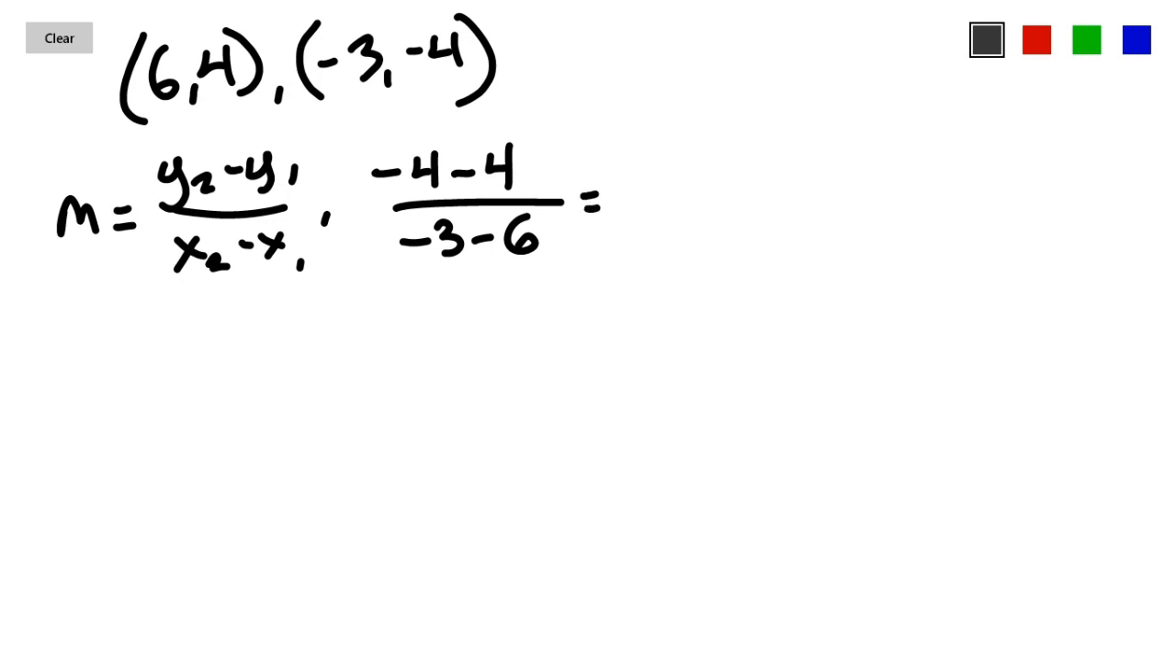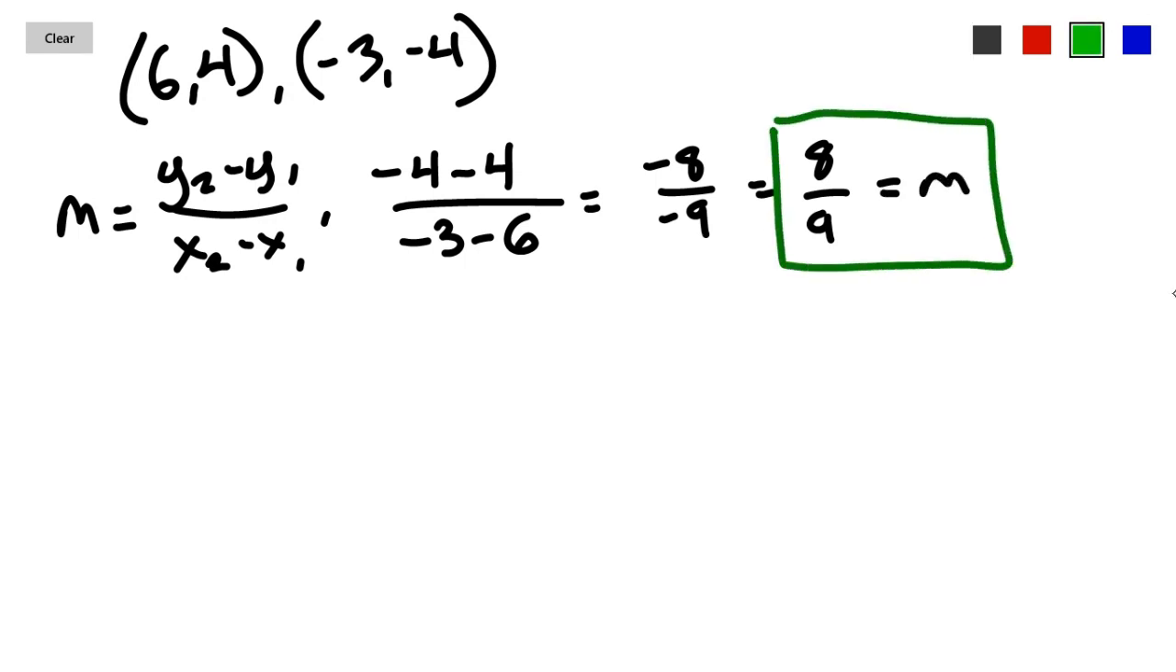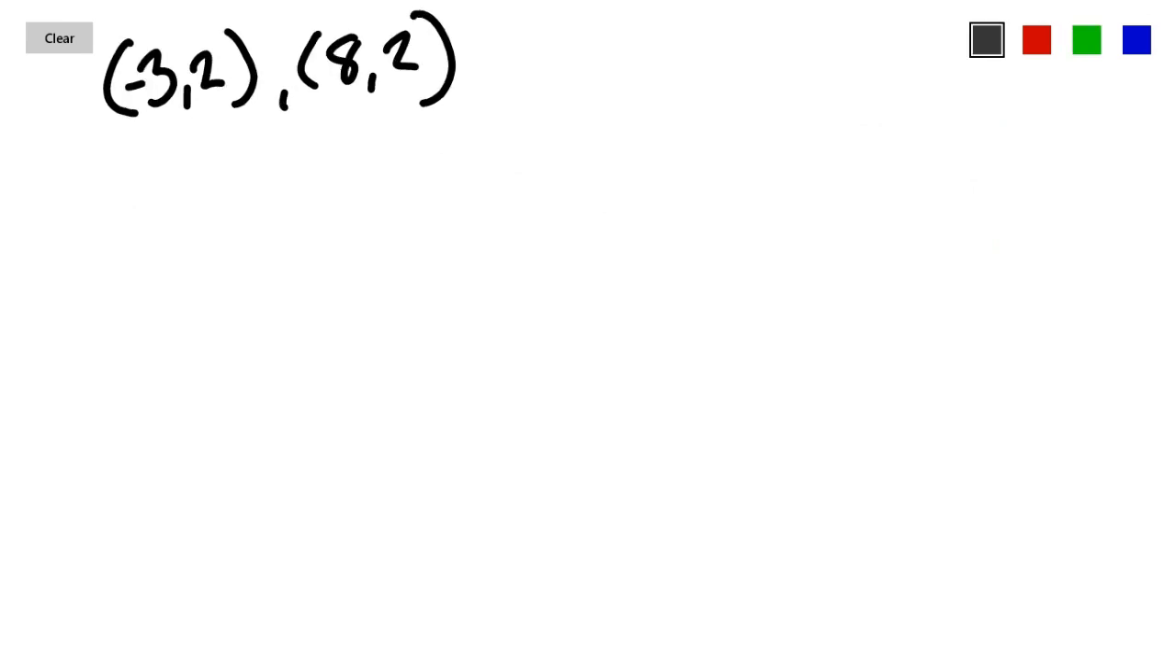So negative 4 minus 4 gives me a minus 8. And then negative 3 minus 6 gives me a minus 9, which is 8 over 9. And that's the slope. So the line that passes through these 2 points has a slope of 8 over 9. It's that simple. What if I had this one?